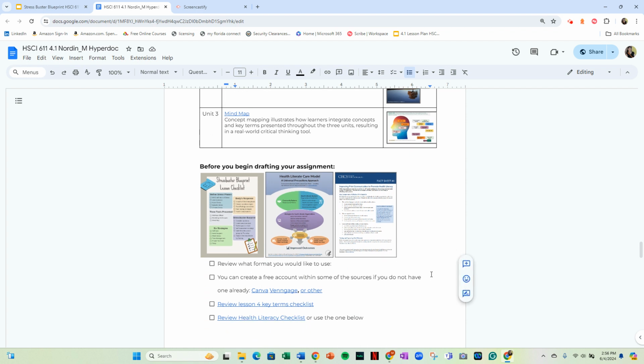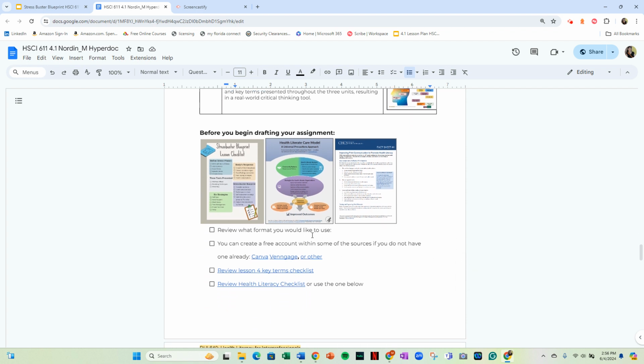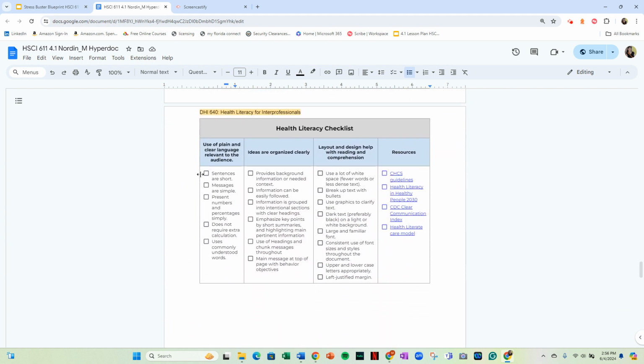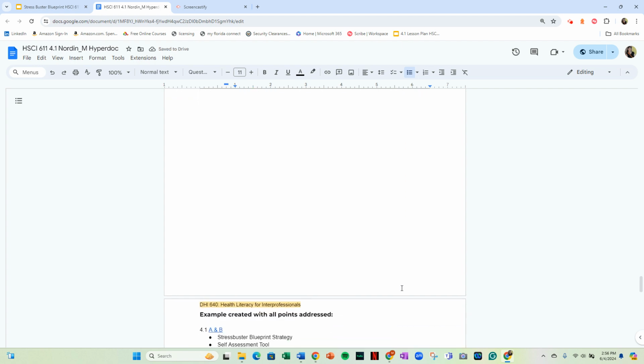Before you begin drafting your assignment, after you've reviewed all the things, it's great to have a little checklist here of all the things that we've done. Also, reviewing the health literate care model and the CHCS fact sheets. You're free as well to use this checklist when you're completing and looking over the course materials.